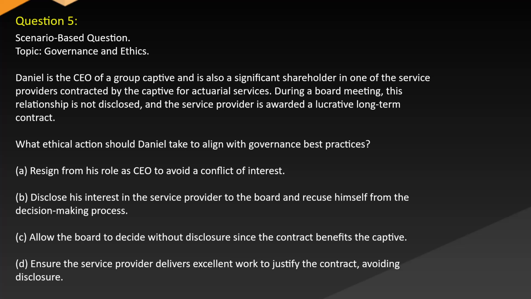A. Resign from his role as CEO to avoid a conflict of interest. B. Disclose his interest in the service provider to the board and recuse himself from the decision-making process. C. Allow the board to decide without disclosure since the contract benefits the captive. D. Ensure the service provider delivers excellent work to justify the contract, avoiding disclosure.